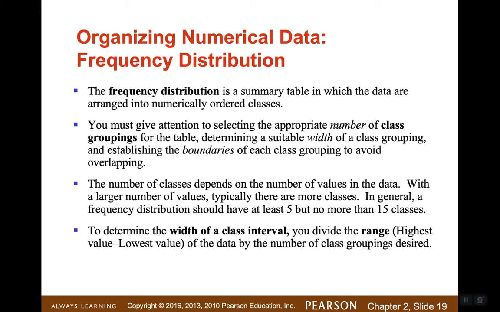All right, how the number of classes we create depends on the data. Larger numbers of values, we can have more classes. But generally, what we're looking at is to have at least 5 and no more than 15. So that's a general rule of thumb. And to figure out the width, we figure out the range, as we talked about before, the highest value minus the lowest value, divided by the number of class groupings desired.